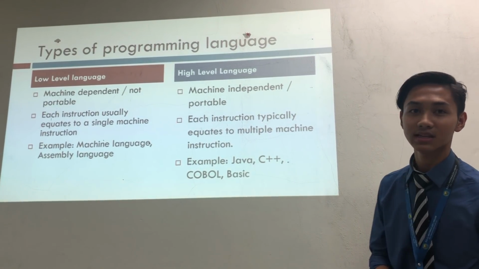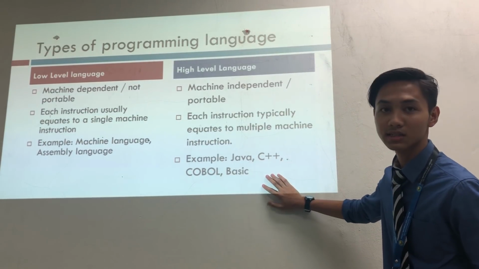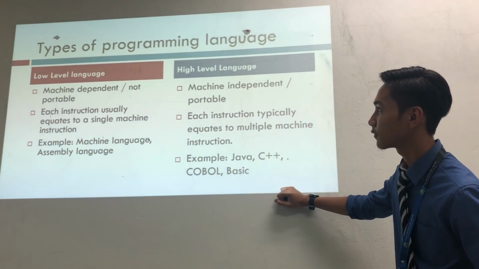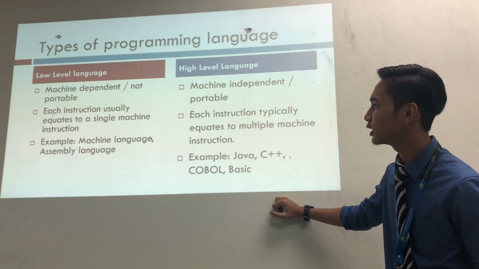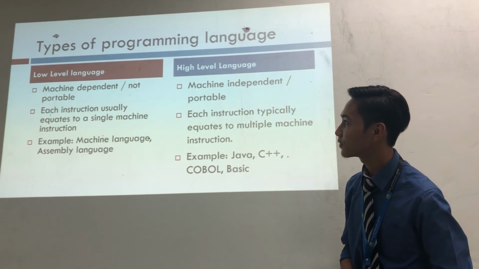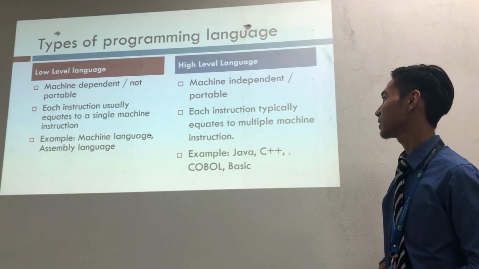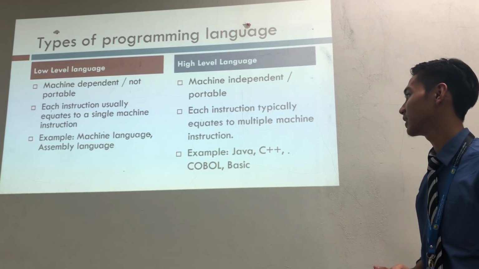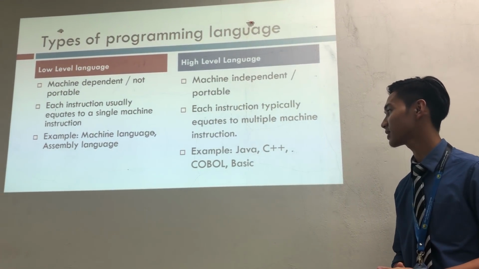Low level language is machine dependent, that is not portable, while high level language is machine independent and it is portable. For low level language, each instruction usually equates to a single machine instruction. Examples of low level language are machine language and assembly language. For high level language, the instructions typically equate to multiple machine instructions. Examples of high level language are Java, C++, COBOL and BASIC.